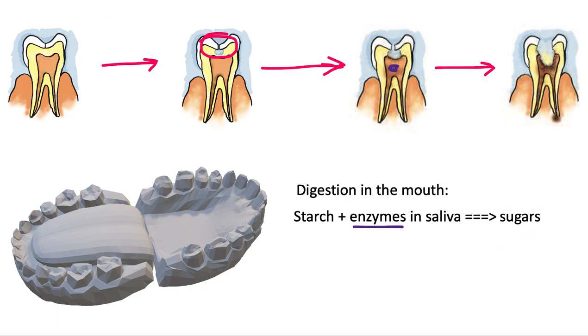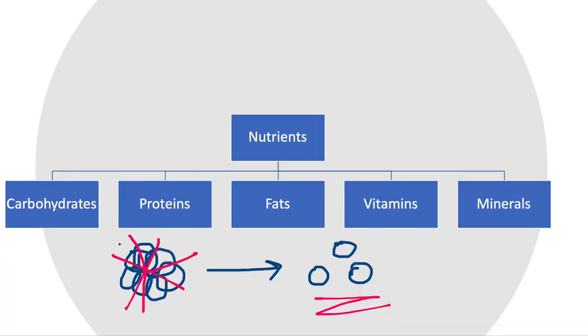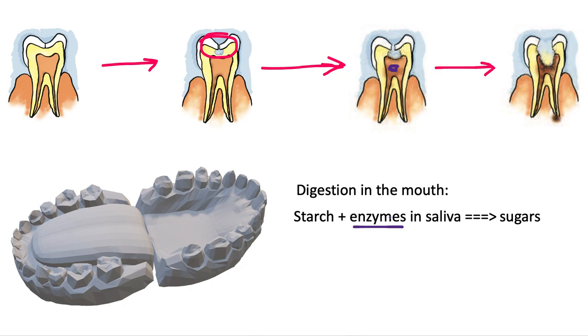So I had also explained to you over here that nutrients are big molecules which cannot be used by the body. So starch is one such molecule. It's very big. So what the saliva does is it breaks it down into simpler parts called sugar. So that is how you can understand it. So starch plus enzymes in saliva gives sugar, because enzymes in the saliva act on starch to change it into sugar.